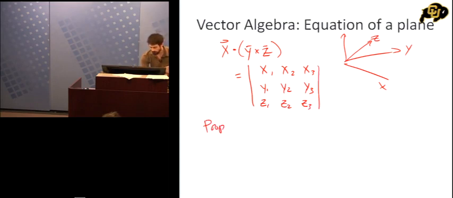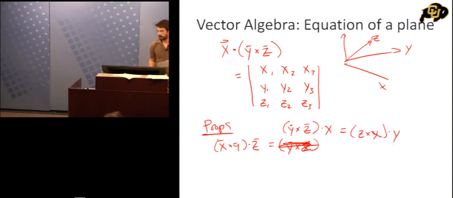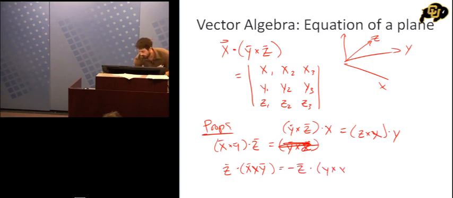And some properties for this: x cross y dotted with z is equal to y cross z dotted with x, and this is also equal to z cross x dotted with y. So there's some kind of permutation going on in those expressions. Also, z dot x cross y is going to be equal to negative of z dotted with y cross x. And that instantly falls out because y cross x is equal to the negative of x cross y, so you have a negative 1 scalar multiplied times that expression, and we can pull it out from the algebraic properties.